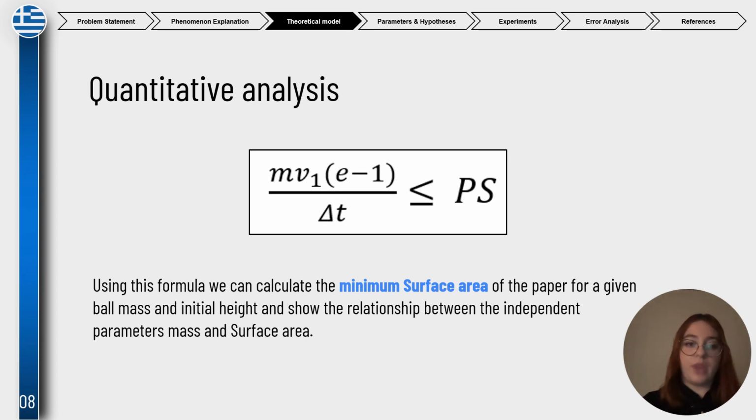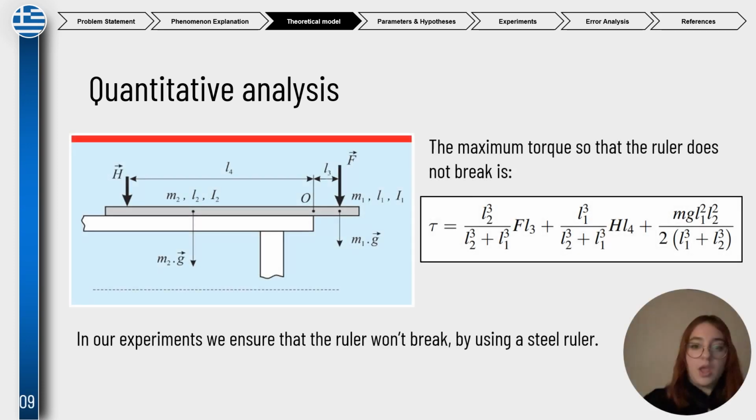By using this formula, we can calculate the minimum surface area of the paper for a given ball mass and initial height, and show the relationship between the independent parameter mass and the surface area. Moving a bit further, the problem statement suggests that the ball bounces off the ruler without breaking it. So we can use this model to calculate the maximum torque for the ruler not to break, which is the following. But also in our experiments, we ensure that the ruler won't break by using a steel ruler.